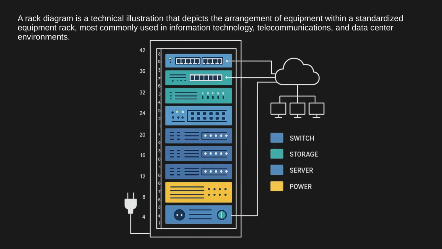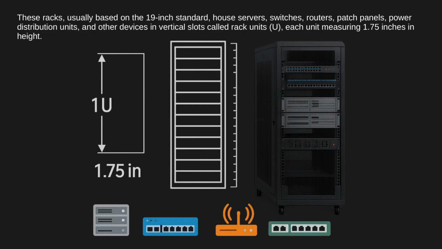A rack diagram is a technical illustration that depicts the arrangement of equipment within a standardized equipment rack, most commonly used in information technology, telecommunications, and data center environments. These racks, usually based on the 19-inch standard, house servers, switches, routers, patch panels, power distribution units, and other devices in vertical slots called rack units, U, each unit measuring 1.75 inches in height.